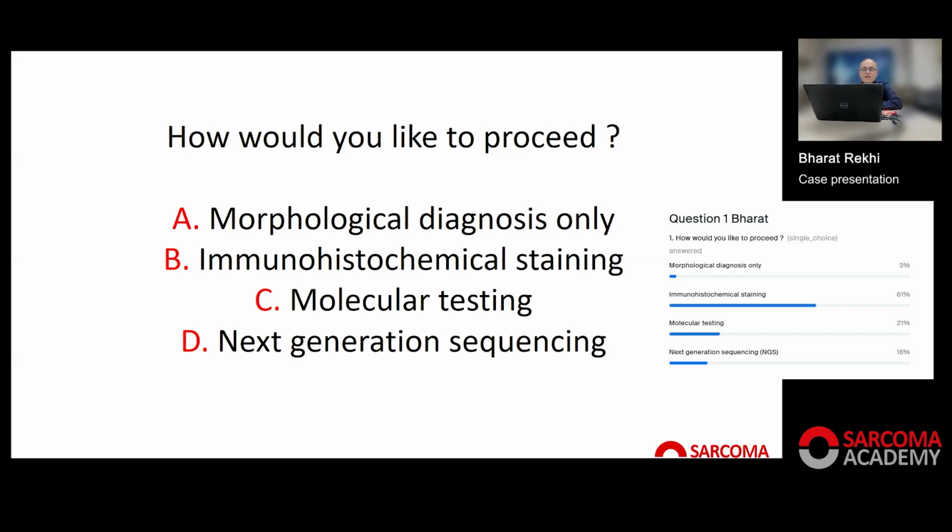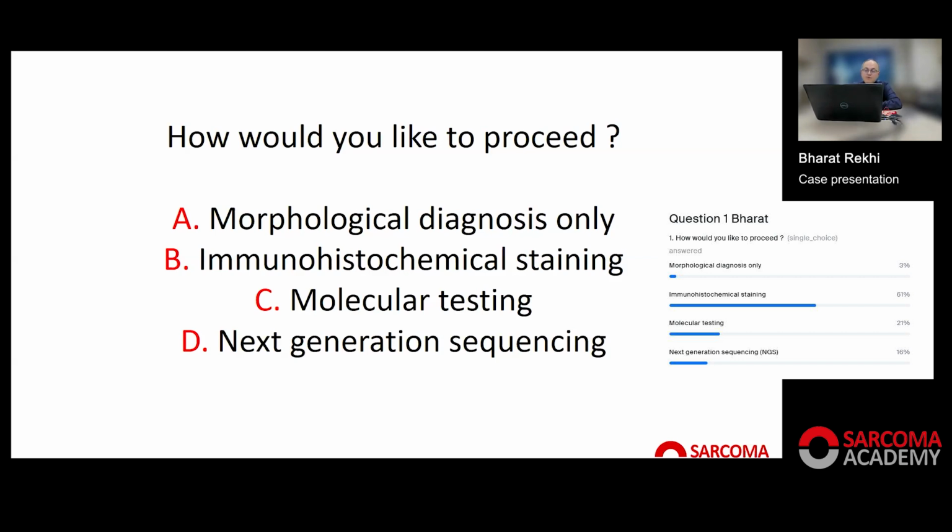So a vast majority, 61%, feel they would go for immunohistochemical staining. I'm very interested to know that for morphological diagnosis alone, in 3% of cases, a bit of an adventure, I feel. Molecular testing in 21% and NGS in 16%.